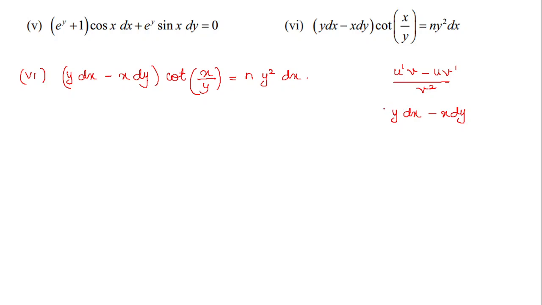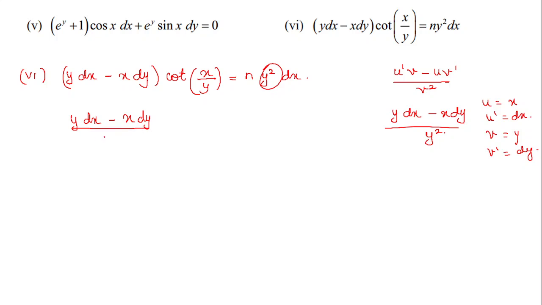u is x, u is equal to x. ஸோ அப்போ u dashங்கும் போது நம்ம dx னு போடுறோம். v வந்து y, v dash அப்படிங்கும் போது dy அப்படின்னு போட்டுடணும். அப்போ டினாமினேட்டர்ல என்னதான் இருந்தாகணும், y ஸ்கொயர் நம்மளுக்கு வேணும். y ஸ்கொயர் இருக்கா அப்படின்னா இங்க மல்டிப்ளிகேஷன் இருக்கு. Multiplication goes to the other side, division. So y dx minus x dy divided by y square into cot x by y is equal to n dx.